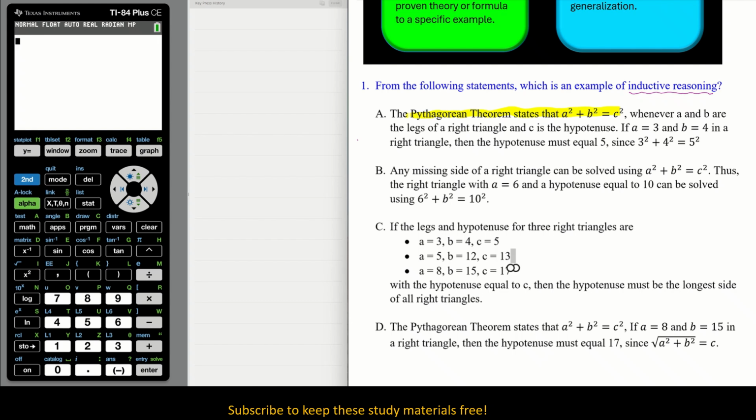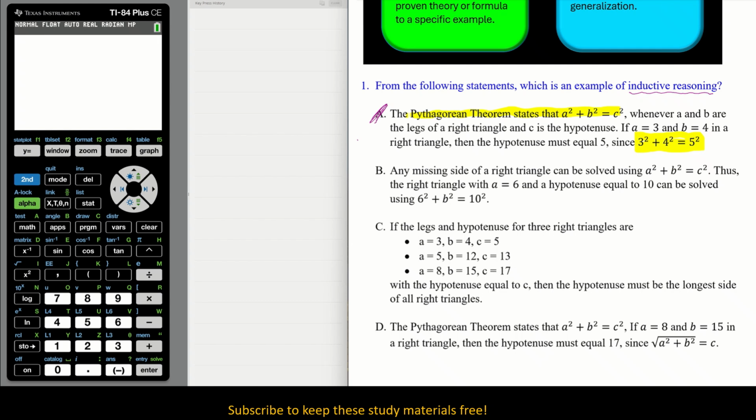So let's go down here and check. Do they end in an example? They talk about the Pythagorean theorem, that if a is 3 and b is 4 in the right triangle, then c is 5. This is a blatant example, giving you the numbers to plug into the formula. That is not inductive, that is deductive. They started with the formula.